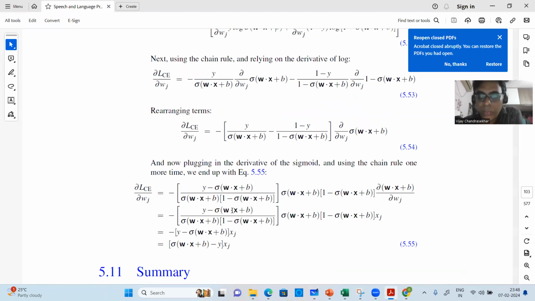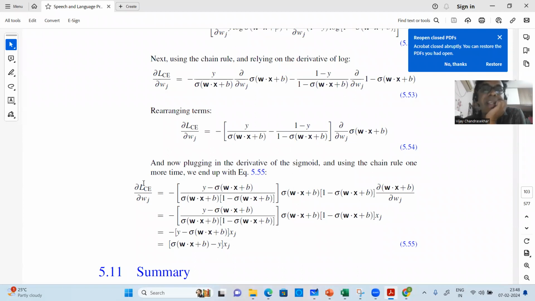So coming back, this whole expression becomes xj. Now, what are we doing here? Let's understand this. No rocket science. Don't you see that this denominator within the bracket and this cancel out, right? What is left is just this numerator and xj. That is all that is left. Of course, there's a minus sign here, so they bring the minus sign inside. So this is nothing but sigma of w dot x plus b minus y multiplied by xj.